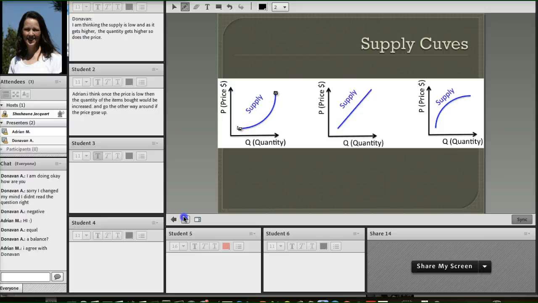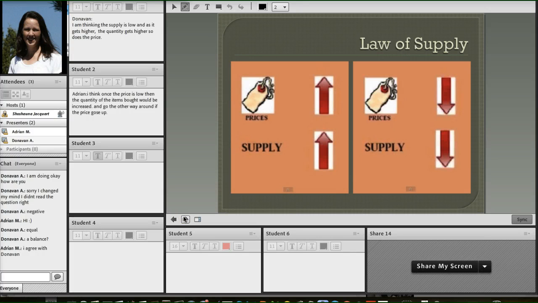But we do have to find the demand curve. So as prices increase, suppliers want to put more out there. As prices decrease, suppliers hold on to their supply waiting for the price to increase again. So that's a visual of the law of supply.